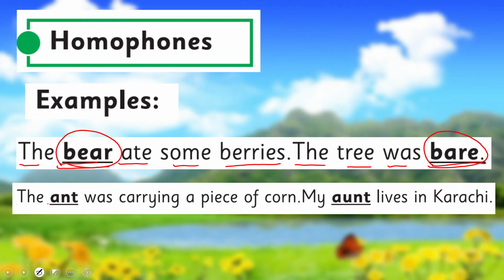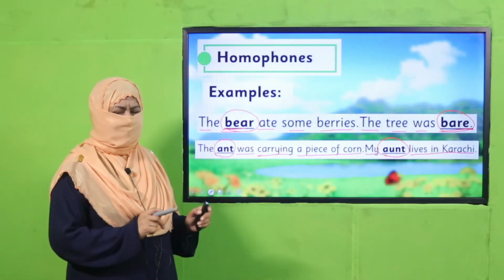Okay. The ant was carrying a piece of corn. My aunt lives in Karachi. You see, now this ant and this aunt, they are different, but they sound the same and these are homophones. Are you clear with the concept?